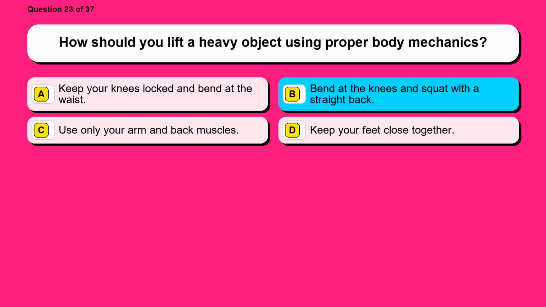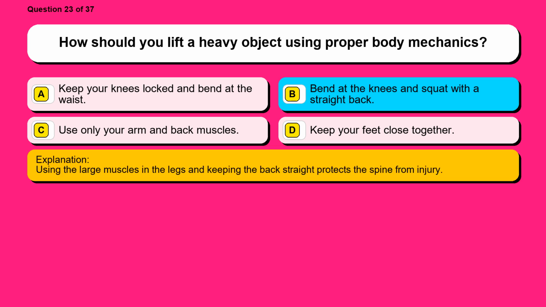The correct answer is option B. Bend at the knees and squat with a straight back. Using the large muscles in the legs and keeping the back straight protects the spine from injury.